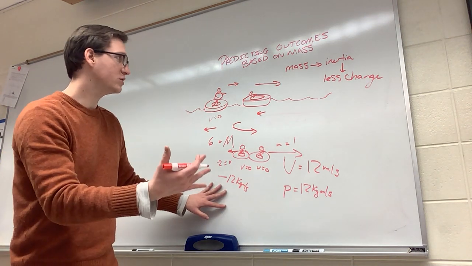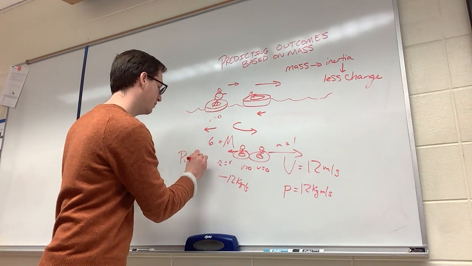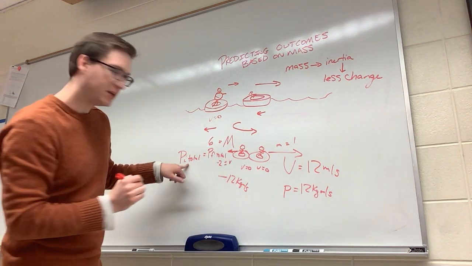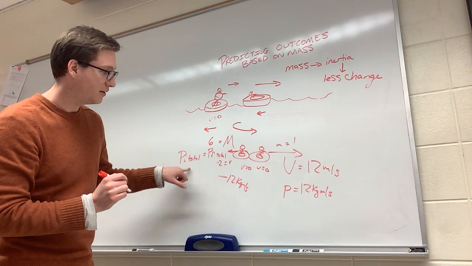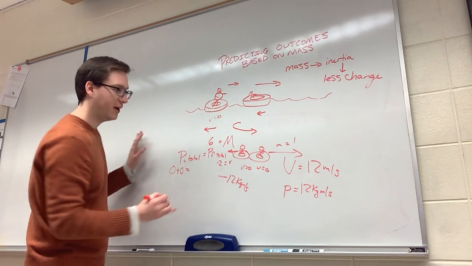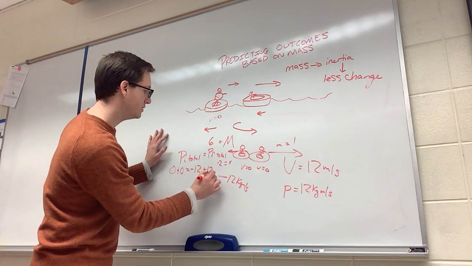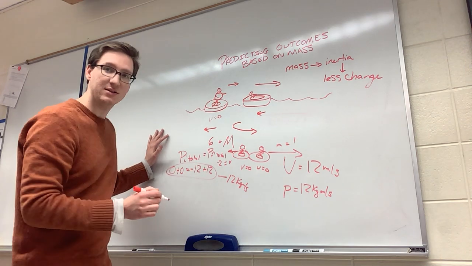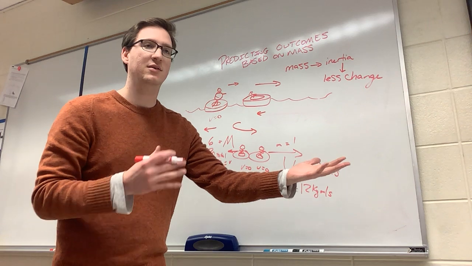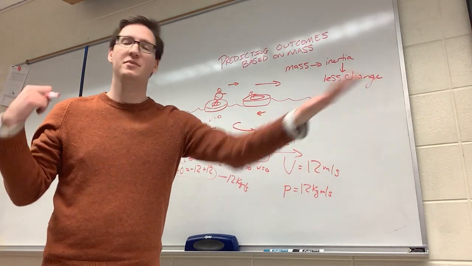But the overall result is still true, that my P initial total equals my P final total. What was my P initial total? Initially, I was at 0 plus 0. And then at the end, I was at negative 12 and positive 12. So that still ends up being true. The total momentum gained by one is lost or gained negatively by the other.